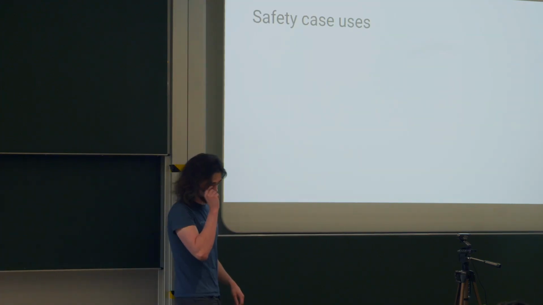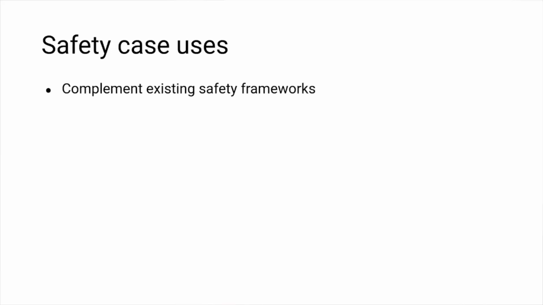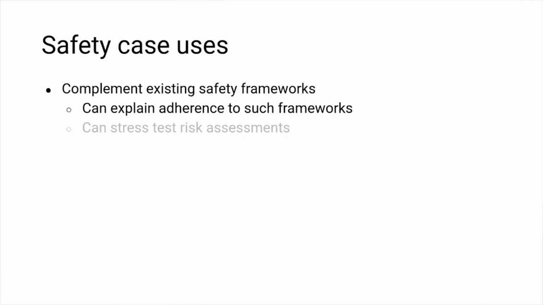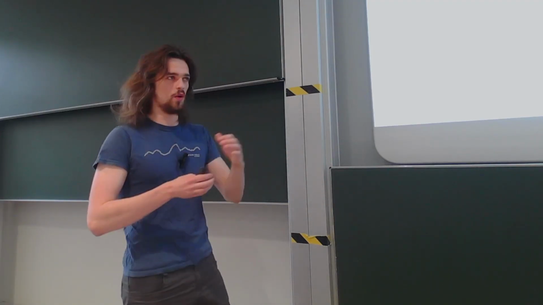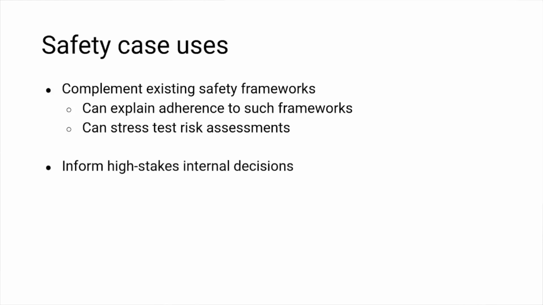Okay, so what might these things be used for? They will be pretty complementary to existing safety frameworks. So they're not a replacement, but they help with them. They can help explain why adherence to these safety frameworks does actually effectively minimize risk. They could also stress test any risk assessments, really looking for what properties this risk assessment is relying on, where the weak points in the argument are, this sort of thing. They might also inform high-stakes internal decisions.